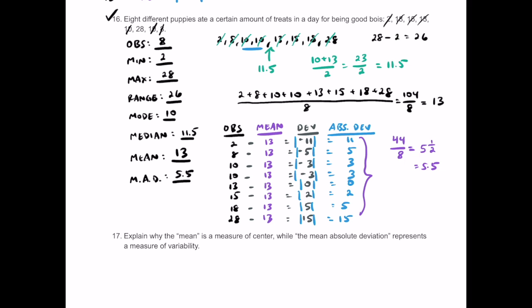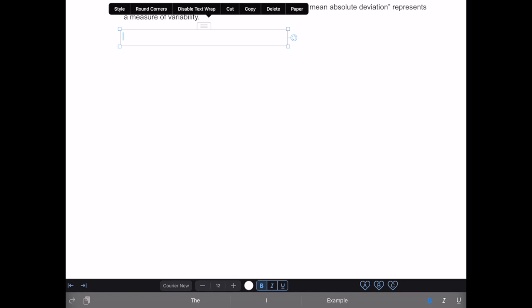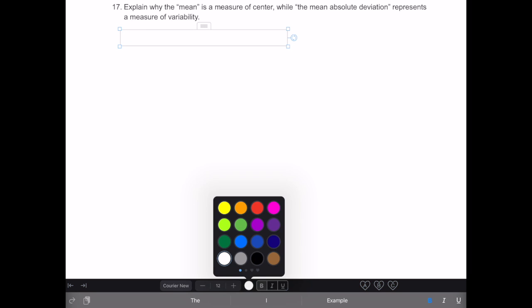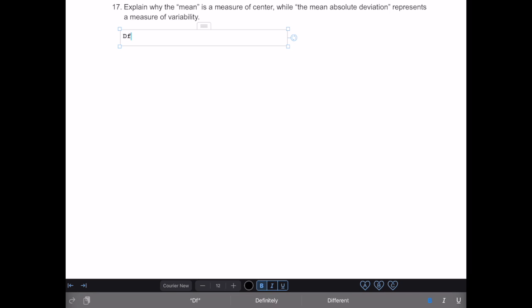Let's maybe take a look at 17, where it says explain why the mean is a measure of center while the mean absolute deviation represents a measure of variability. Okay, so let's give that a try. I think I'm actually going to type here just because it's going to be a little bit quicker. Oh, I should change this to black so you can actually see what I'm typing.